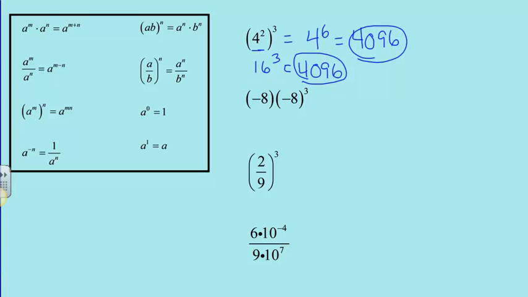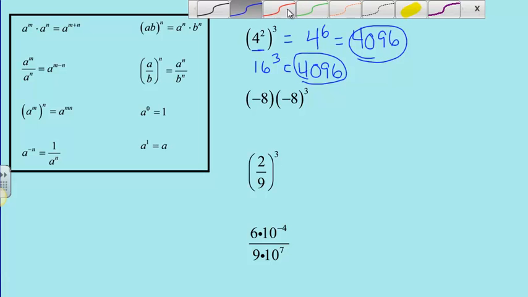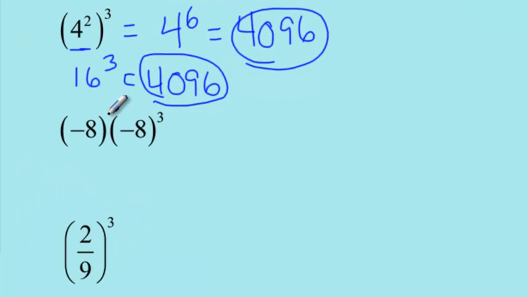All right, let's try another one. Negative 8 to the first power times negative 8 to the third power. Even though there's no 1 there, I'm going to write it in there because what happens when we multiply? When we multiply, we add the exponents. So we're actually going to have negative 8 to the fourth power. Now, when you plug this into your calculator, be very, very careful.